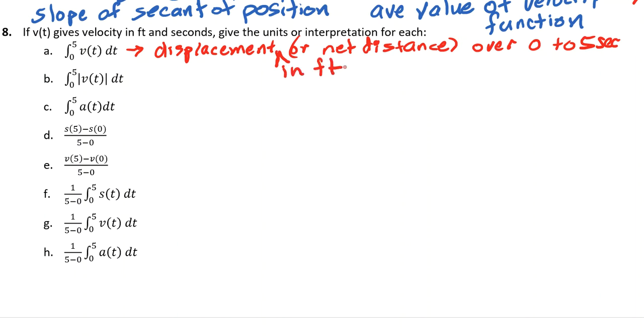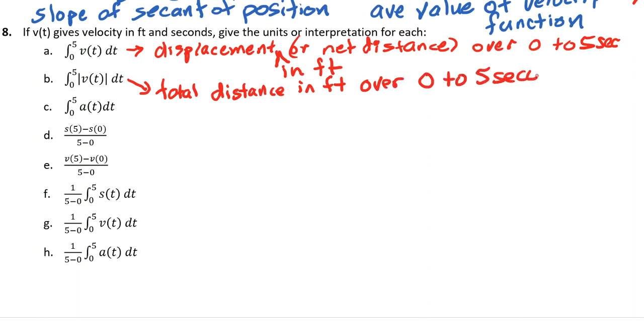So when you're asked to interpret, you're always being asked whether you can come up with the terminology and the correct units. What's the difference in letter B? The difference in letter B is we're integrating the absolute value of velocity. So we would be making all of the velocity positive. So if you were going forward, backward, once you do the absolute value, then you're finding the total distance. That would be the total distance in feet over 0 to 5 seconds. So you get a very different answer when you put that absolute value.